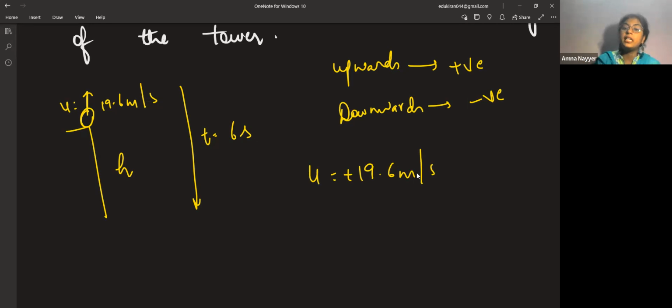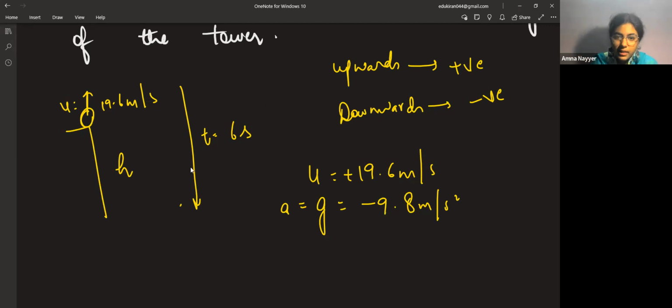Acceleration due to gravity will always act downwards. What have we chosen? What is our acceleration? This will always be -9.8 meter per second square. The total distance is actually this part, then this part. The body is moving like this and coming back on ground. So you have to consider this distance as well.